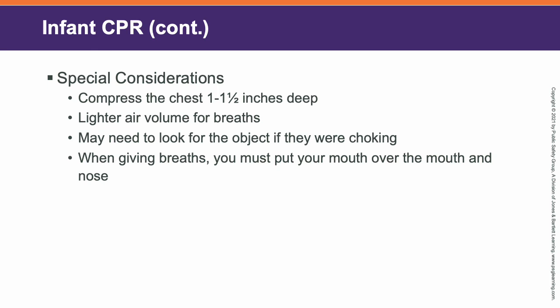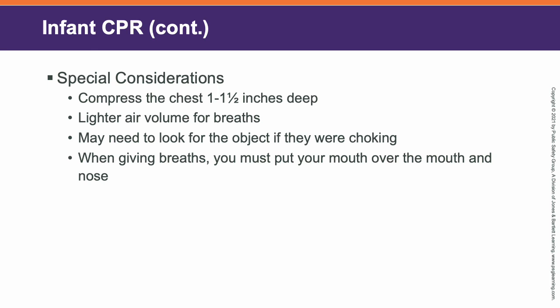So some of those special considerations, meaning those differences between infants and adults. Number 1, you're going to compress the chest 1 to 1.5 inches deep. So infants, we're going 1 to 1.5. Children, 2 inches is the max, so around that 2 inches, but not more than 2 inches. And for adults, we're going to do 2 to 2.4 inches, meaning the minimum is 2 inches, going at least 2.4 inches. So infants are 1 to 1.5.